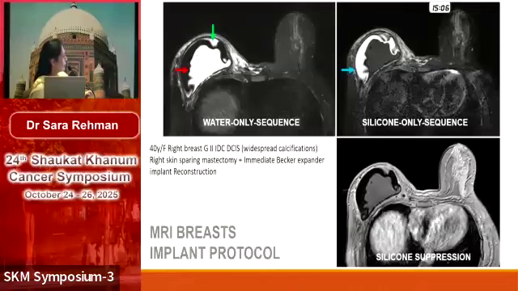Another patient with right mastectomy with Becker expander implant reconstruction. So this is the outer silicone lumen with bright signal on the silicone sequence. This is the inner saline lumen, which is showing a slightly folded appearance because it is only moderately expanded. And this is a small amount of peri-implant fluid, which is normal.